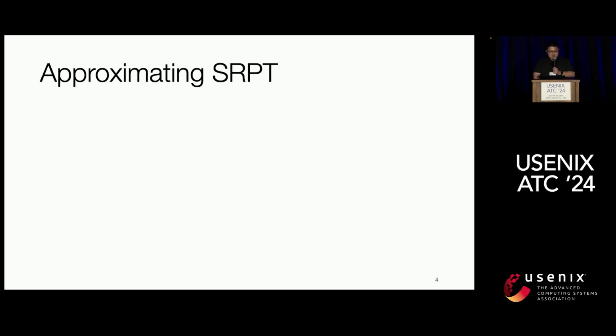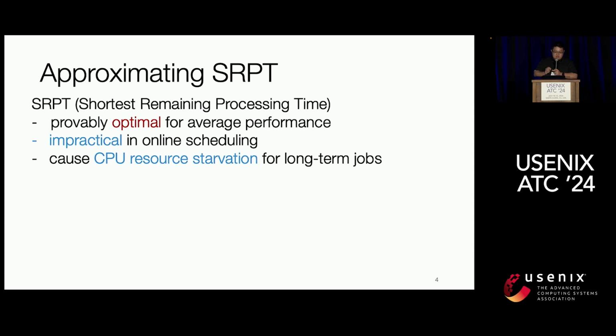The approach to mitigate this problem is to approximate SRPT. However, it also has some limitations. SRPT stands for shortest remaining processing time, and it is proven optimal for average performance. However, it is well known to be impractical in online scenarios. It assumes that we have exact, full knowledge of the function execution time, and it will also cause starvation for long-running functions.